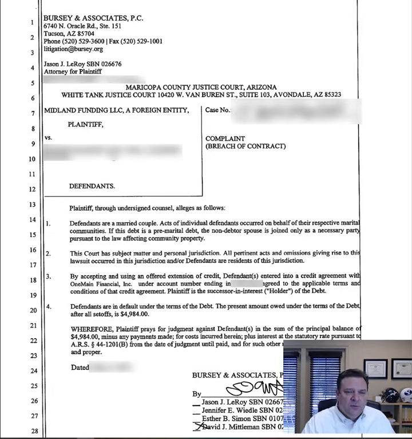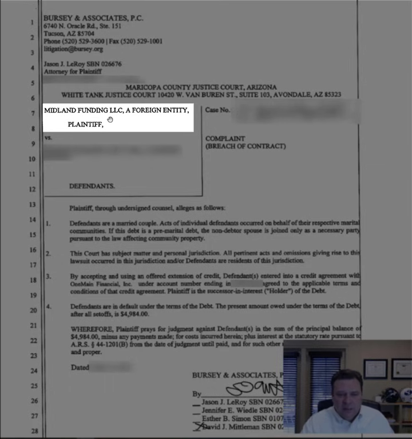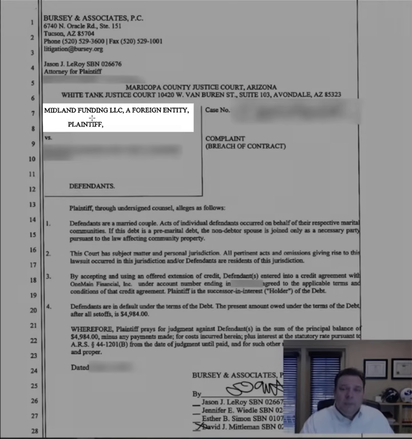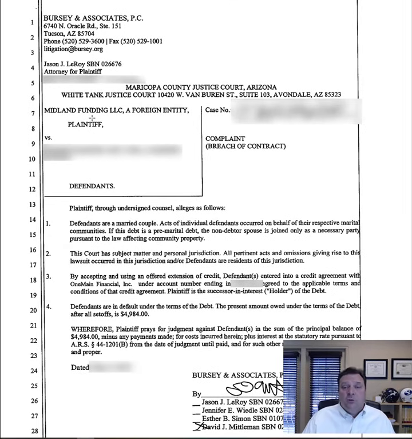Then in the caption itself, we'll see we have the plaintiff here, Midland Funding, LLC. They're labeled as the plaintiff. They're the ones who are alleging that they are owed money. They're claiming that they own the account. They're the ones that are suing you, and they're doing it through their attorneys, Bankruptcy Associates.